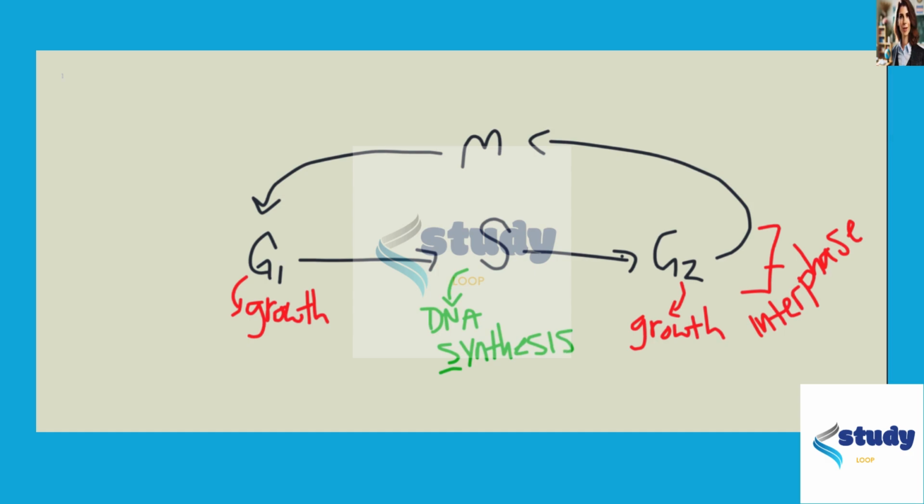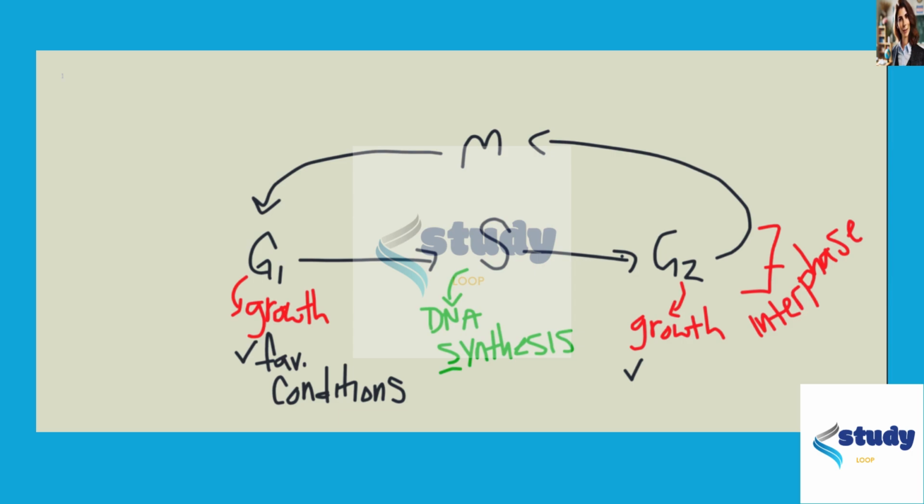There are also a couple of checkpoints here. There's a checkpoint at G1, and this one checks for favorable conditions, that everything is ready to go on to DNA synthesis. It's like baking a cake: you want to check that you have all the ingredients first. Then there's a checkpoint near the end of the G2 phase, the second gap phase.